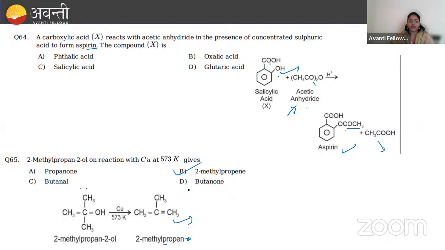Okay. OH भी गया और hydrogen भी गया. ठीक है. और यहाँ पे क्या फॉर्म हो रहा है? अल्कीन फॉर्म हो रहा है.